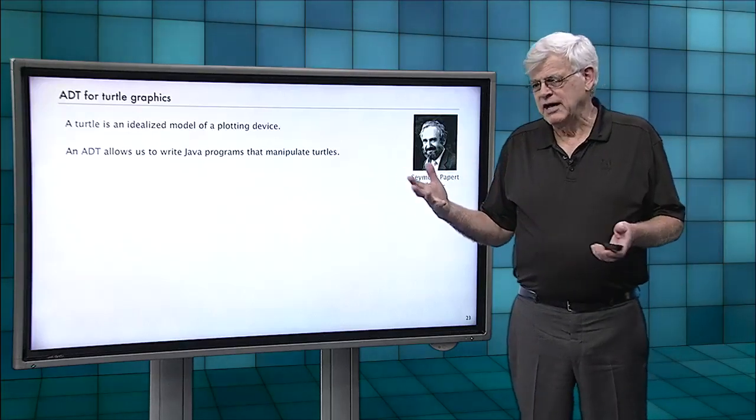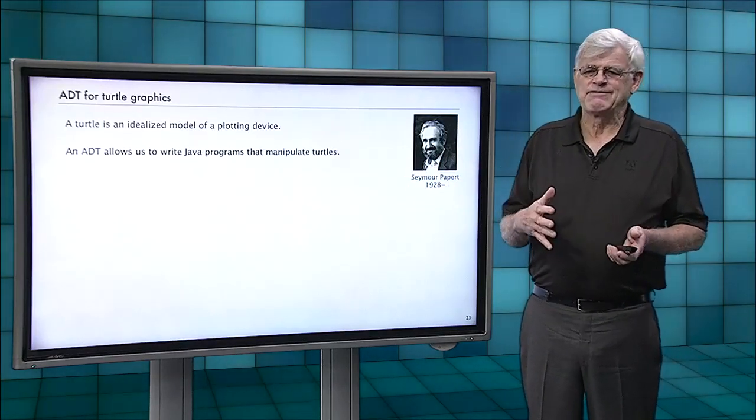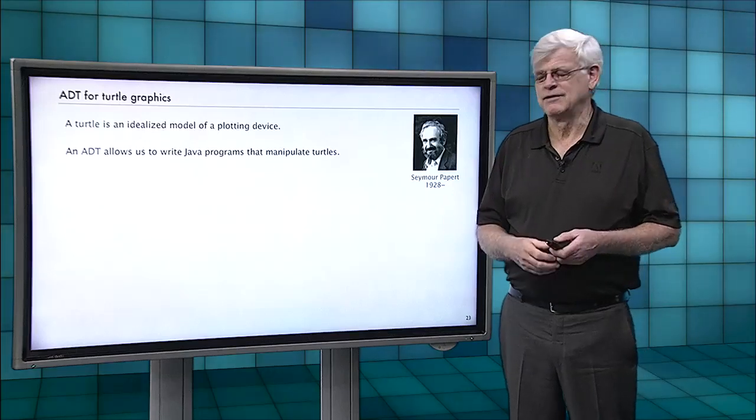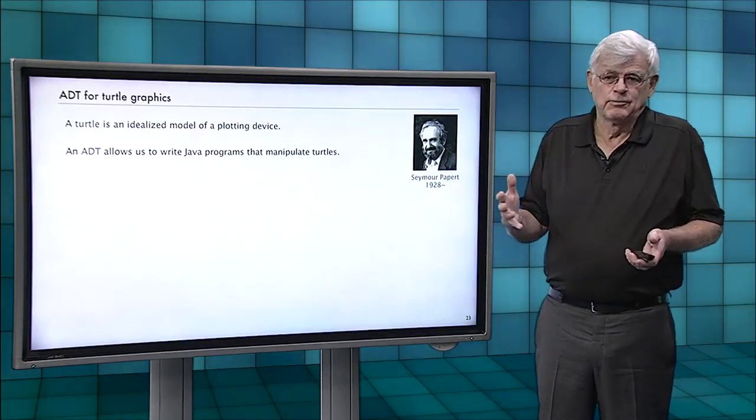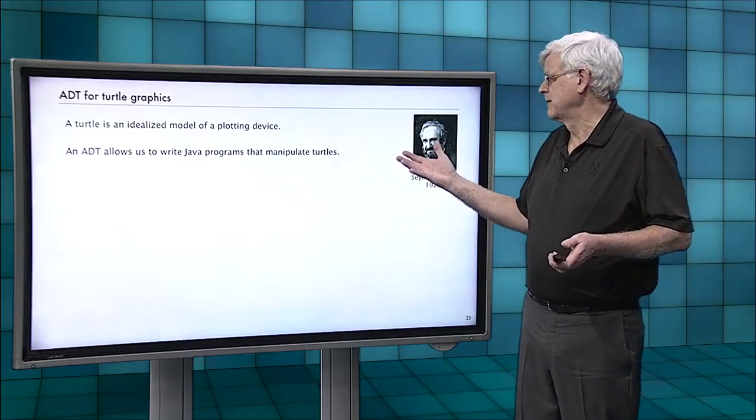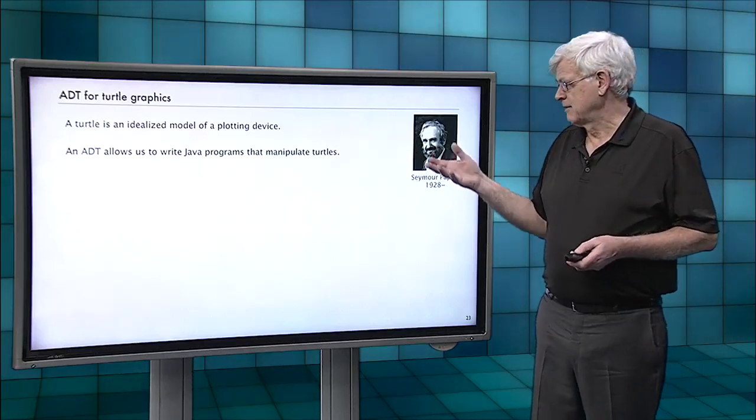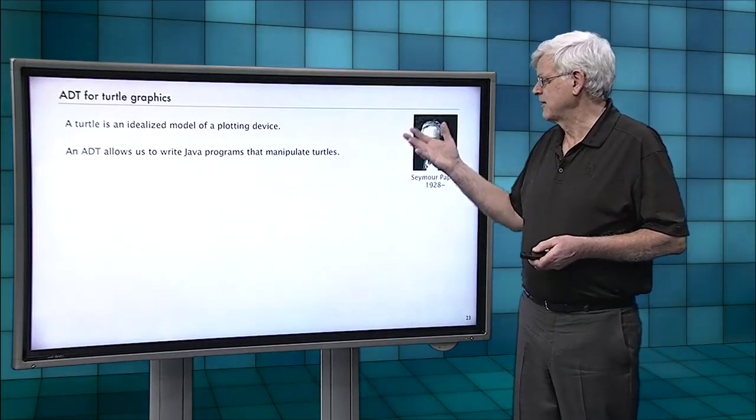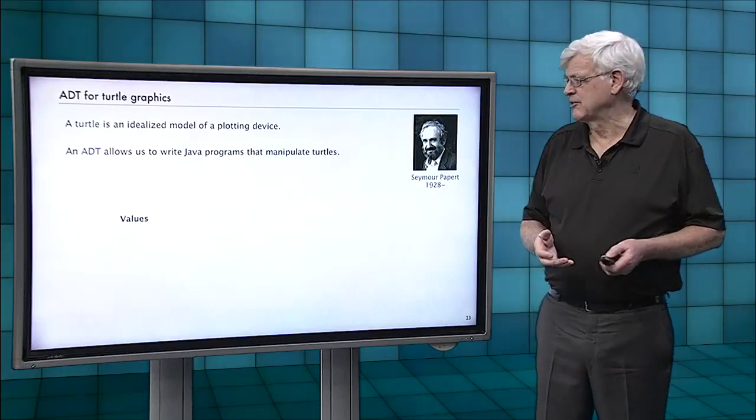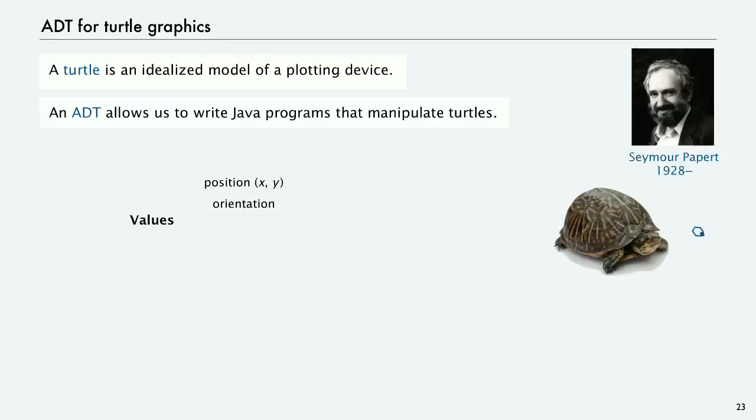We actually considered using turtle graphics for our basic standard draw model, but we chose not to. With abstract data types, though, we can implement it. So we're going to write an abstract data type that lets us write Java programs that manipulate turtles. We think of a turtle as having a pen, and we'll represent it graphically with a little bug. What turtles have, their set of values, is a position and an orientation. It's pointed in a certain direction.